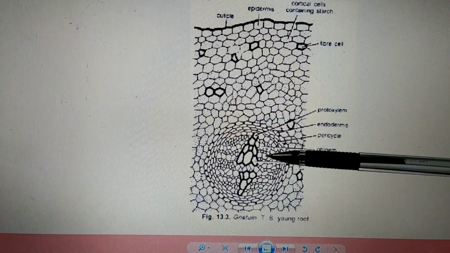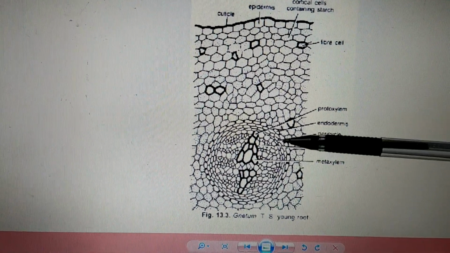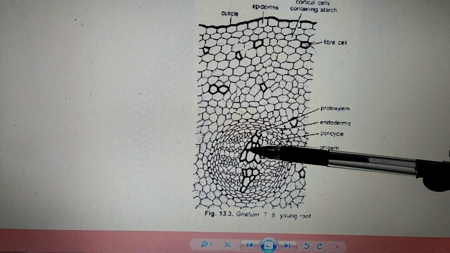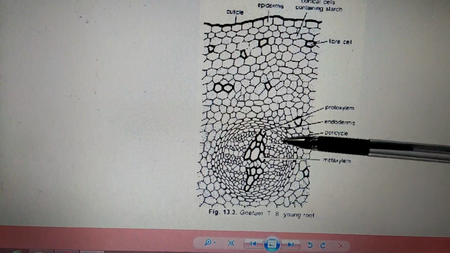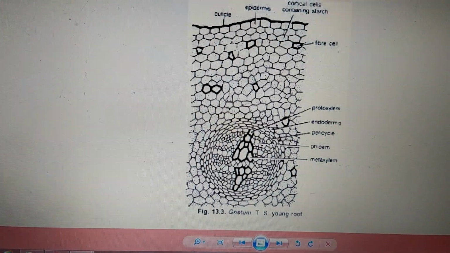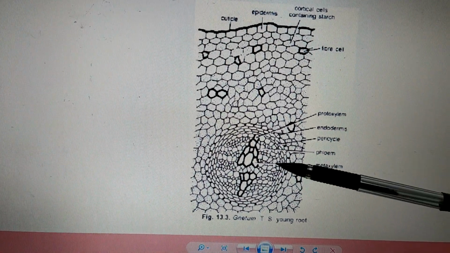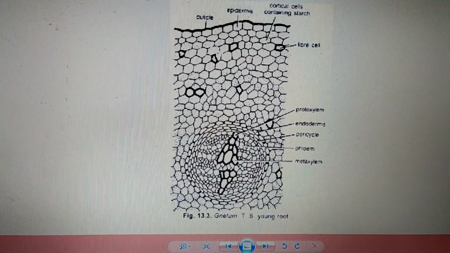Exarch is the arrangement of, as we all know, xylem being of metaxylem and protoxylem. Now, when the metaxylem is present inside and protoxylem towards the periphery, such an arrangement is exarch. And if it is the opposite, that will be endarch. Here it is an exarch and diarch kind of arrangement of the xylem.